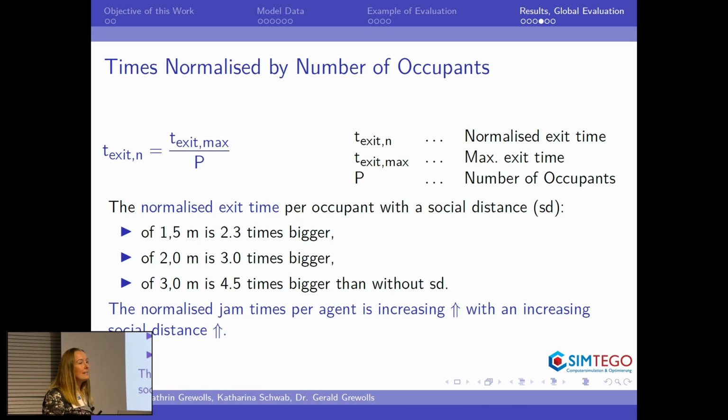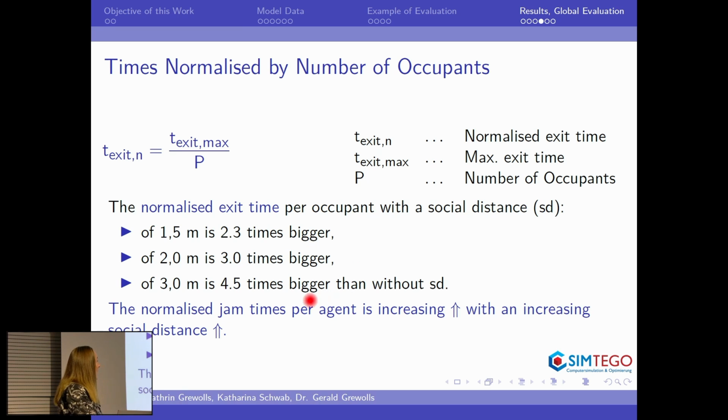So we decided to make a normalized time for all those times, normalized by the number of occupants. By dividing, for example, the maximum exit time by the number of people for those runs, we found out that the normalized exit time per occupant with a social distance of, for example, 1.5 meters is 2.3 times bigger than without a social distance.